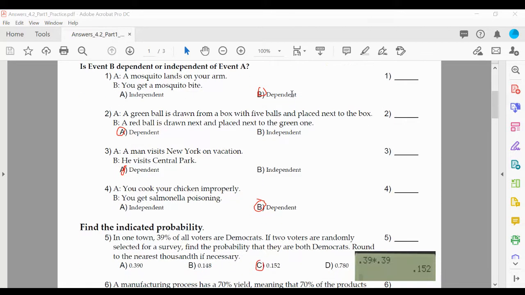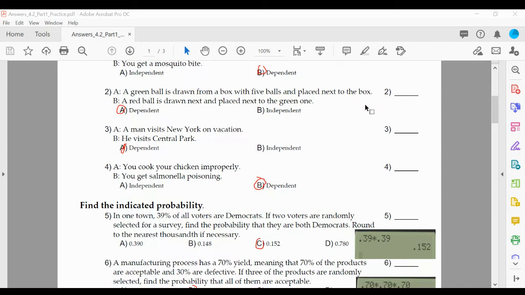A green ball is drawn from a box with 5 marbles and placed next to the box. A red ball is drawn next. Well, if you draw the green one out, you put it off to the side. Guess what? There's only 4 balls left, so the probability of getting a red ball is diminished because you've taken one of the balls out of the box.